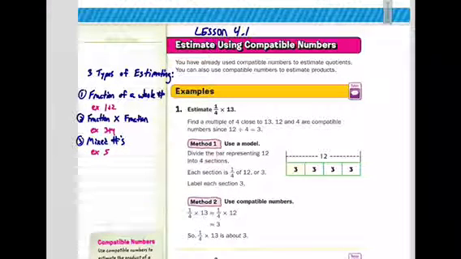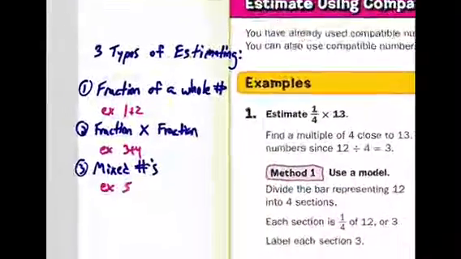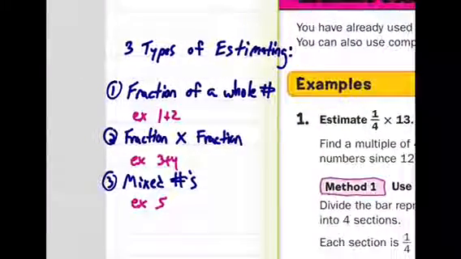Hey guys, this is video lesson 4.1, and today you are going to learn about how to estimate multiplication of fractions. Now, as we go through this lesson, there are three types that you are going to have to understand, and I have them written here, and you could always pause the video and write this down.